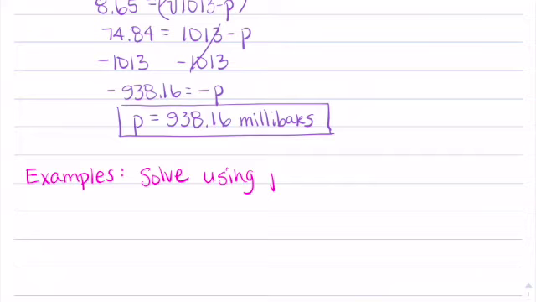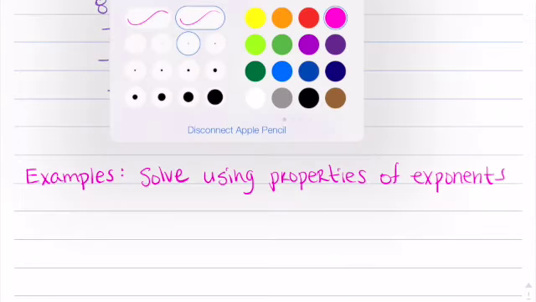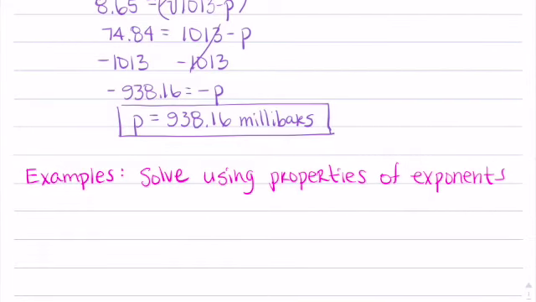So we're going to solve using properties of exponents. And the one in particular that we're going to be using today is the power of a power, which says that if we have a base A raised to the m power, and then we raise that entire thing to the n power, we are in effect multiplying the two exponents, the m and the n, together to get the power to a power.